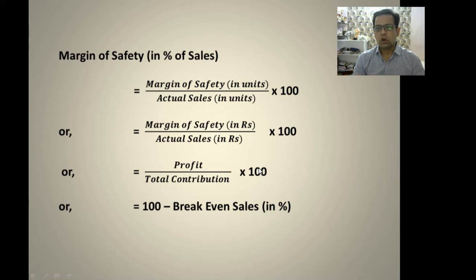However, this formula is important for us. Profit by total contribution into 100. This is a little different formula that we are using, and we need to remember this. Profit by total contribution into 100 gives us exactly the margin of safety as a percentage of sales. And the last one is again a little bit of common sense. It is 100 minus break-even sales in percentage.